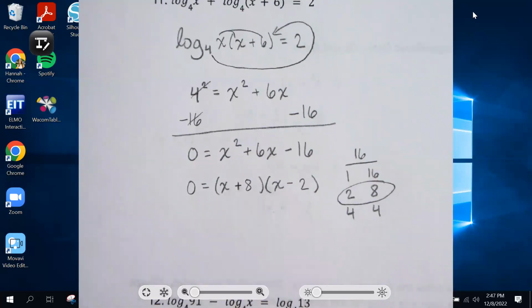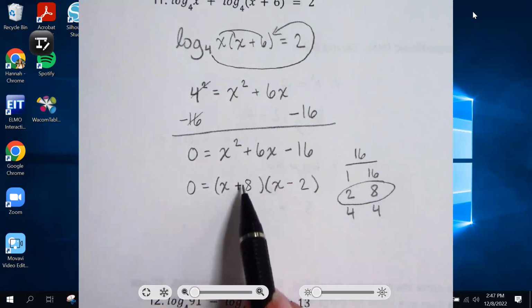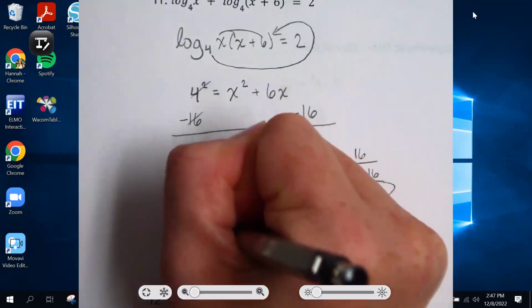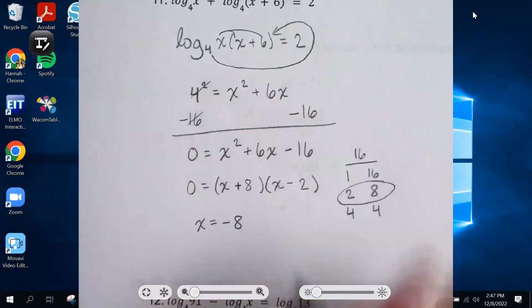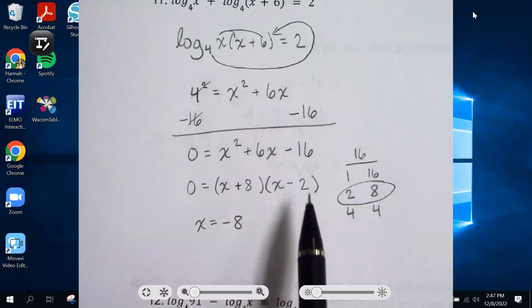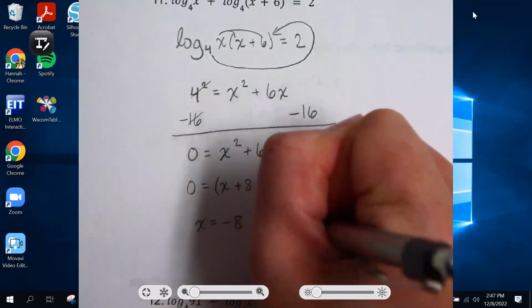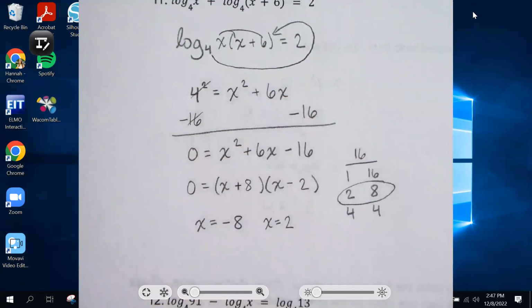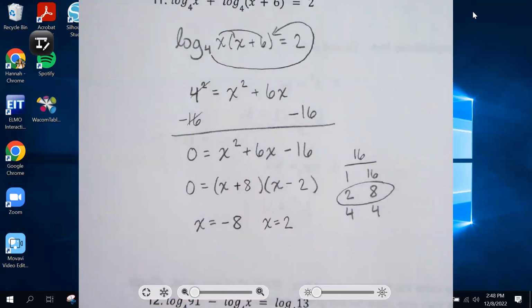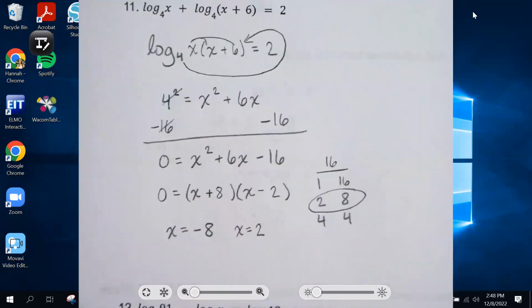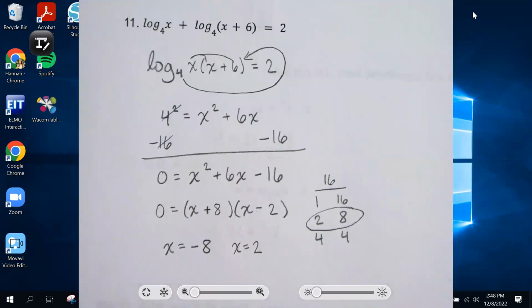Okay, these are not your answers. These are your factors. So if x plus 8 is one of our factors, that means x equals negative 8 is one of our answers. Same number, but change the sign. So if x minus 2 is one of our factors, x equals positive 2 is one of our answers. Okay, so since we have more than one answer for X, we need to go back and check.